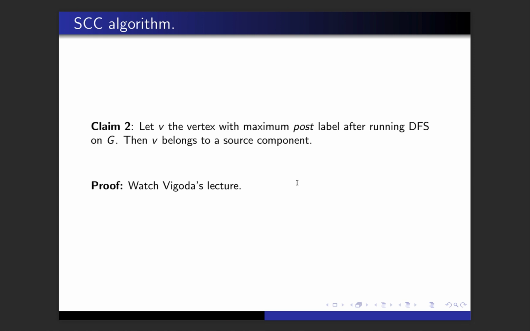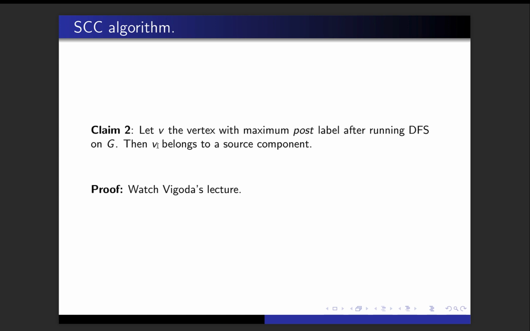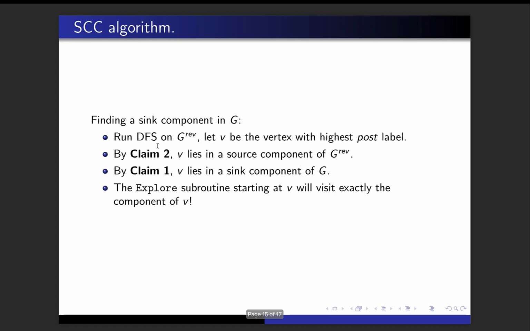I am not really that concerned that you know this for this class, but you should remember this claim because it's placing you in a source component in the graph G, which means that it's placing you in a sink component in the reverse graph. And let's now try to put all this idea together to build an algorithm that outputs the strongly connected components of a graph. So here is the summary of these ideas and how we can put them together to cook up our design.